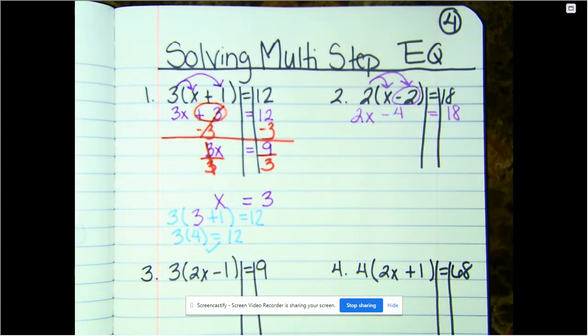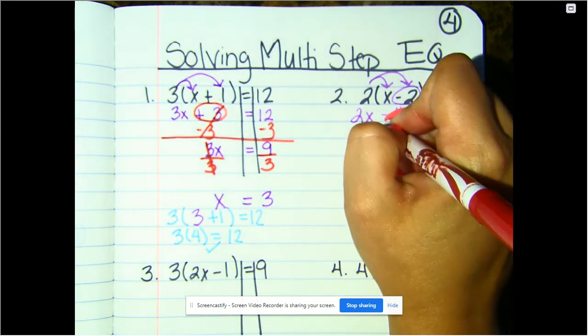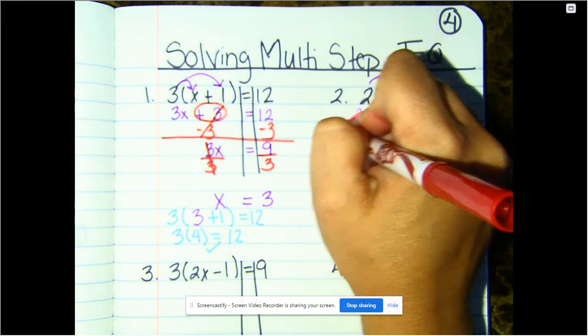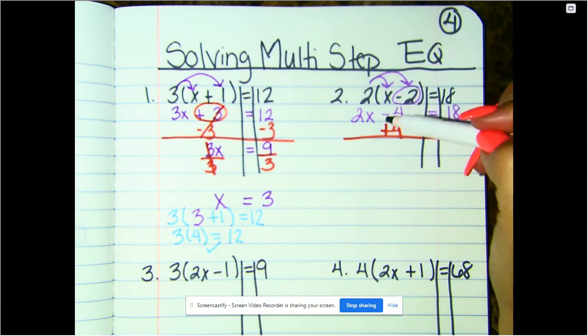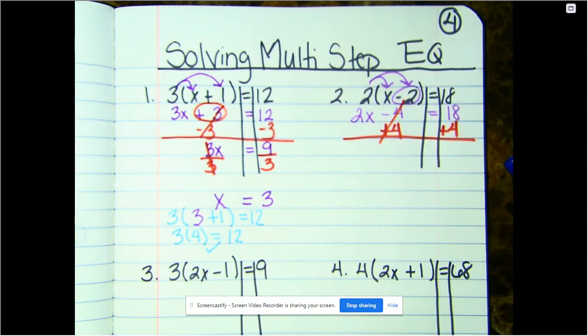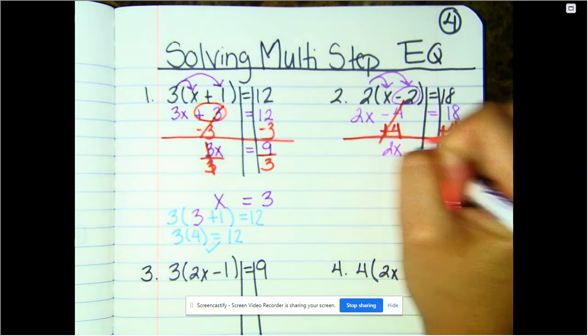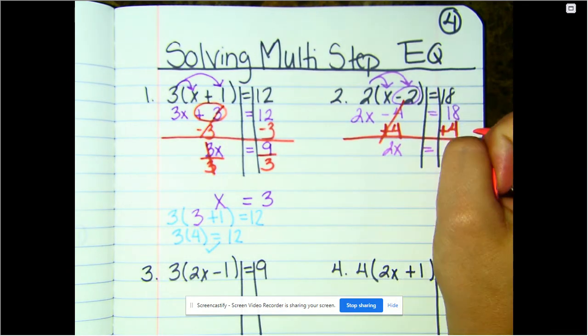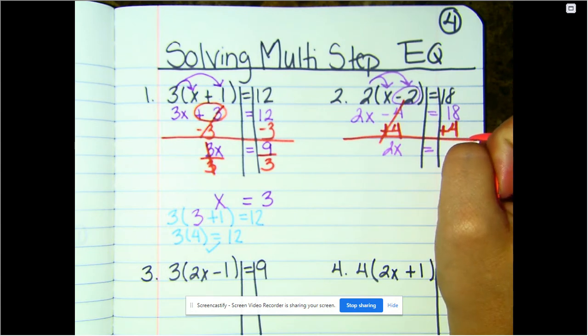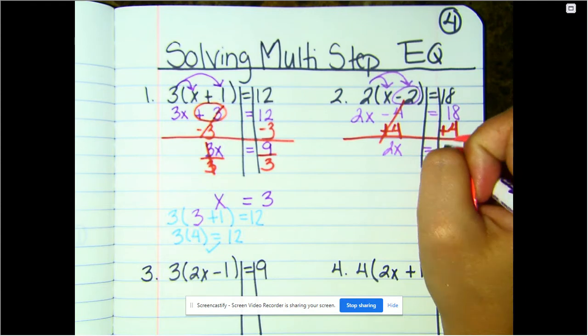Okay, now we have a two-step problem. The opposite of subtracting 4 is adding 4, or the inverse of that if I'm using the correct math terms. This creates a zero pair. Negative 4, positive 4 is 0. So then I am left with 2x. 18 plus 4 is 22.